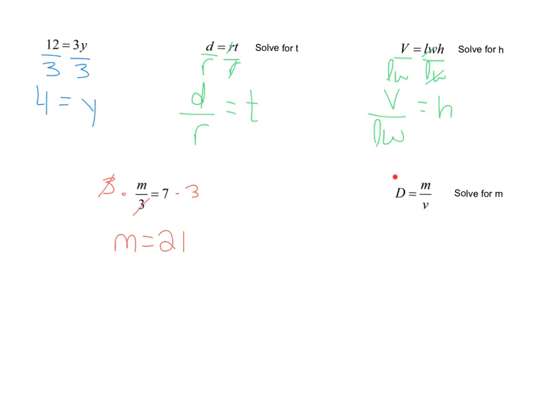This is actually a formula you're going to use in science this year. They tell us to solve for M. This is division, right? M divided by V. So to get rid of this V, I'm going to multiply both sides by V. These V's cancel, and I get M equals D times V. You could also write it the other way. Doesn't really matter because multiplication is commutative.